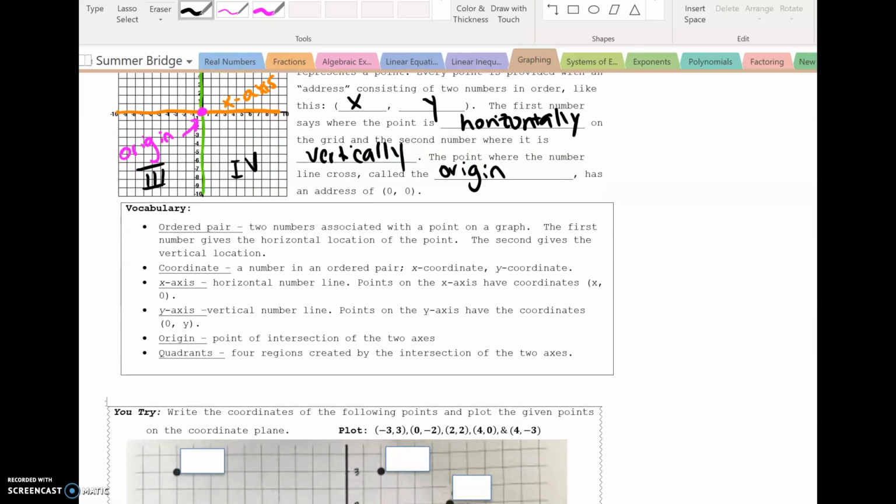Now, there is some vocabulary here that we need to make sure we talk about. Ordered pair: two numbers associated with a point on a graph. The first number gives the horizontal location of the point. The second number gives the vertical location. So that's essentially the address of the point. That's called an ordered pair. Coordinate is a number in an ordered pair: x coordinate, y coordinate. So this would be the x coordinate, and that number would be the y coordinate.